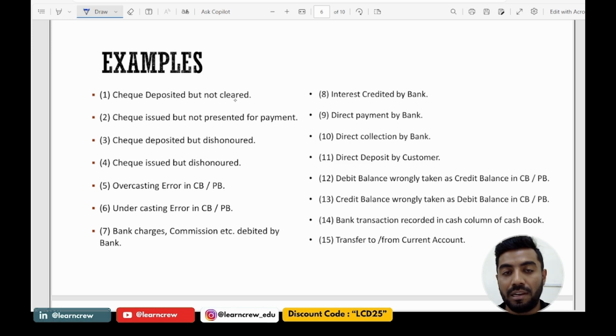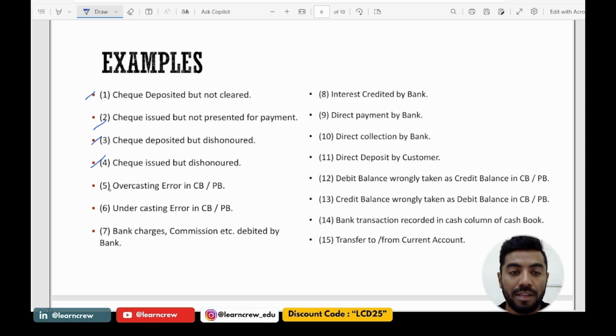Check deposited but not cleared. This is one of the differences. The check has been deposited, but it is not cleared by the bank. Check issued but not presented for payment. The check has been issued and recorded in the cash book, but still it is not presented for payment. Checks deposited but dishonored. You deposited the check but it was dishonored, so you won't know until the bank communicates it. Check issued but dishonored. You have issued the check, but you don't have the funds and it got dishonored.